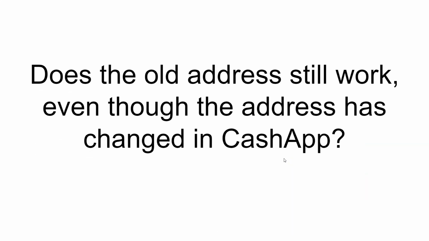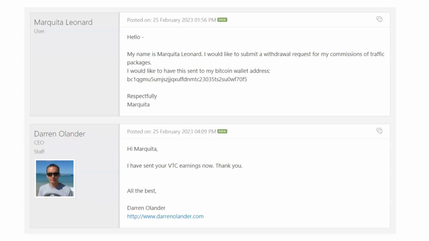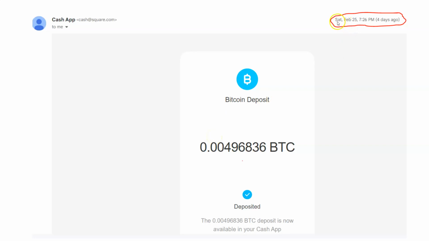But the new question arises, does the old address still work even though the address has changed in Cashapp? To put this to the test, I sent funds to the old address from a commission I received. And again, I'm going to give you undeniable proof that I did that. This was from February 25th. I asked to receive some commissions that I had earned to the old wallet address, WF70F5, and we get the response from the CEO, hey, I've sent the commissions over to you. That was 4:09 p.m. Here is the email that I received that the Bitcoin was received. Again, all of this happened the same day, February 25th.